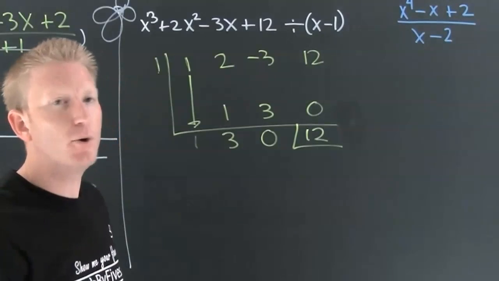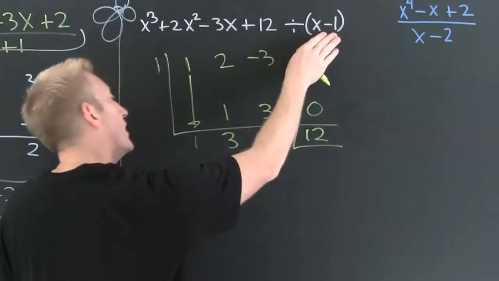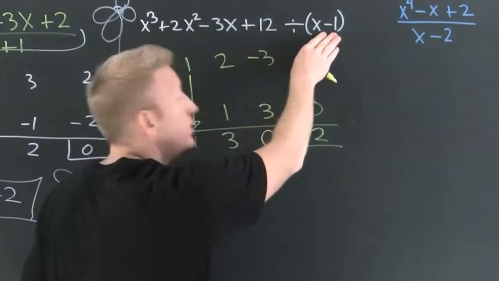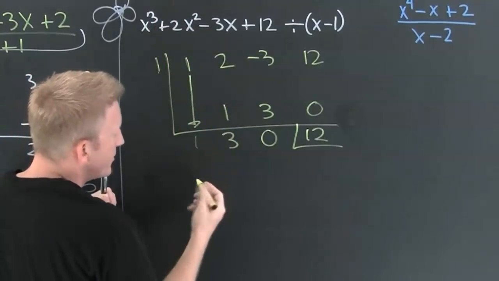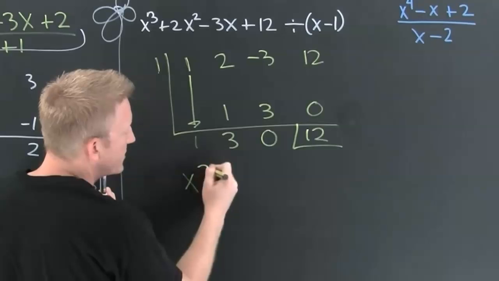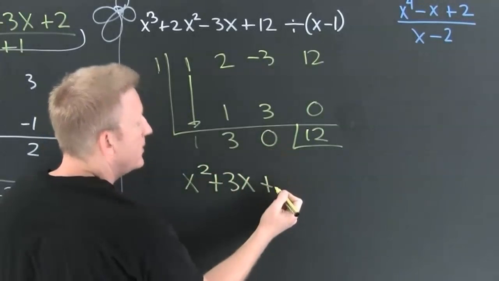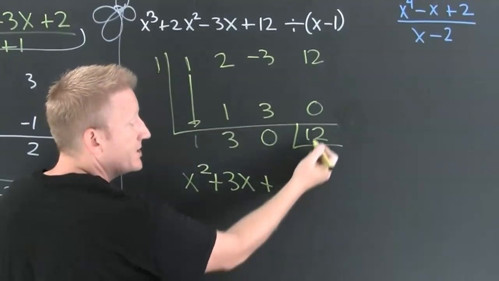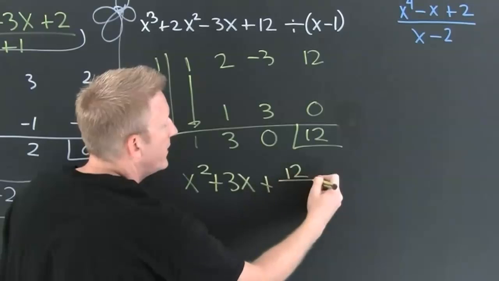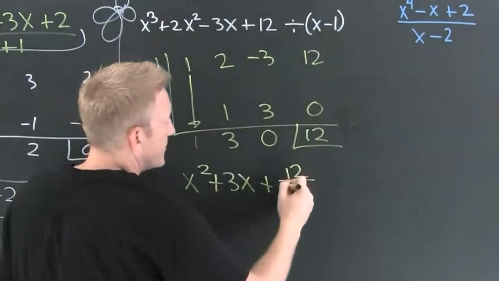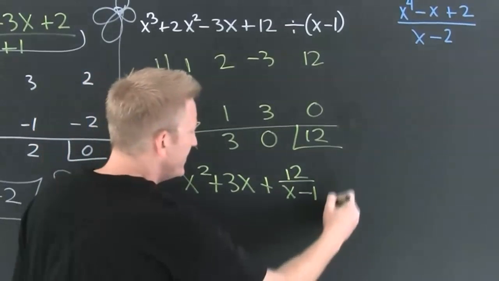Let's go through and rewrite our quotients. I had degree 3. This is going to take it down a notch. So instead of degree 3, it's now going to be degree 2. So this is going to be x squared plus 3x plus 3, but I do have a remainder. And how do I write that? I write it as remainder over divisor, x minus 1.